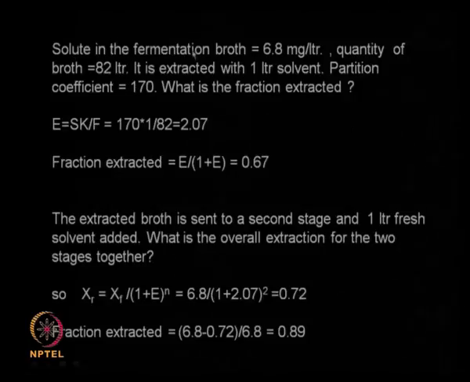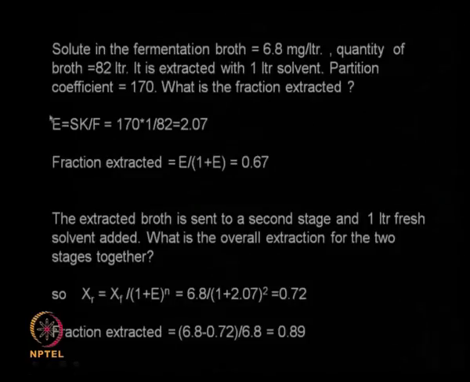There is some solute in a fermentation broth, the amount is 6.8 milligrams per liter, and the quantity of broth is 82 liters. Now I add 1 liter of solvent to extract this solute, and the partition coefficient is 170. You select a solvent so that the partition coefficient is very large. So the partition coefficient is 170. What is the fraction extracted?